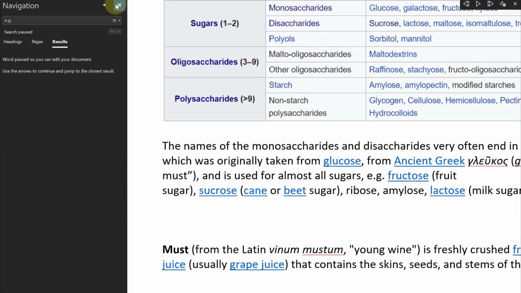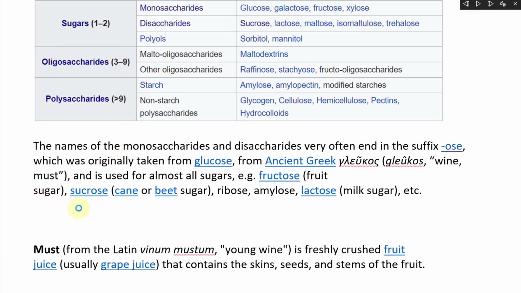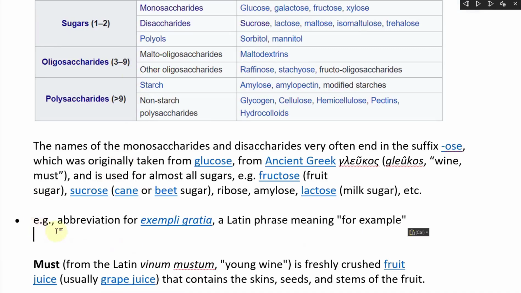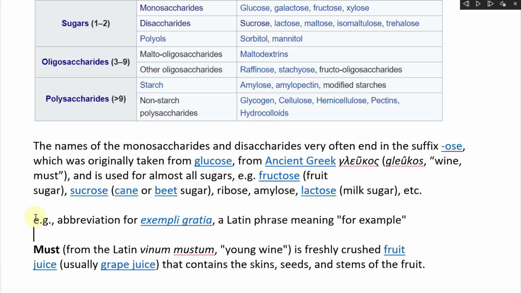I'm just going to exit this and write, and then copy and paste this from Wikipedia here. Paste like that. I'm going to remove this. So e.g. is an abbreviation for exempli gratia. See the pronunciation here? Exempli gratia is a Latin phrase meaning for example. So that e.g. over there, I'm just going to put it like this.